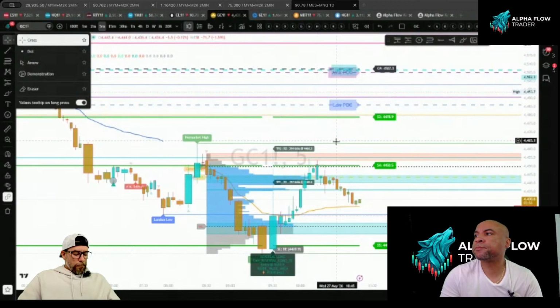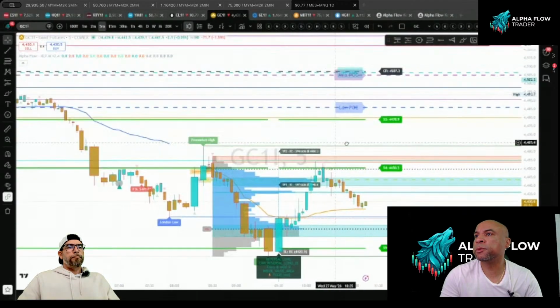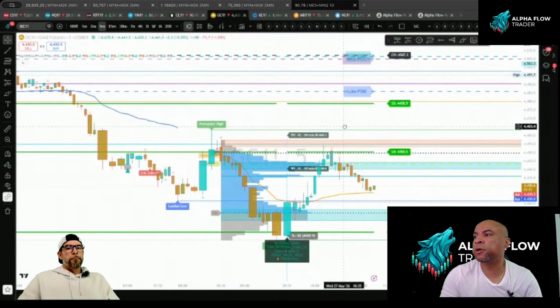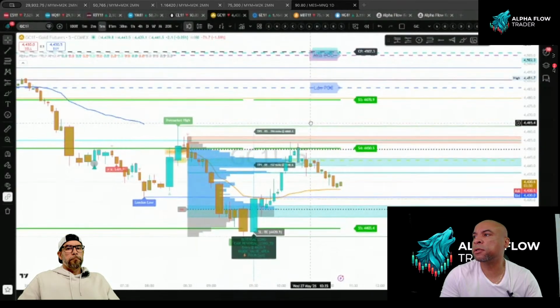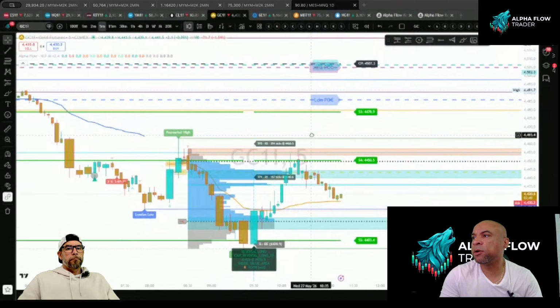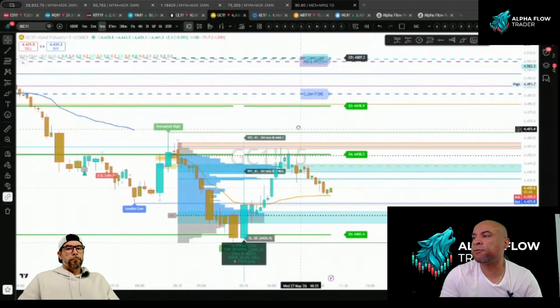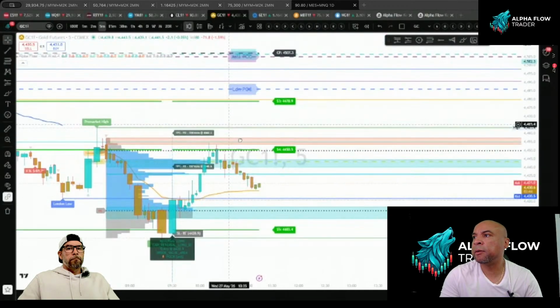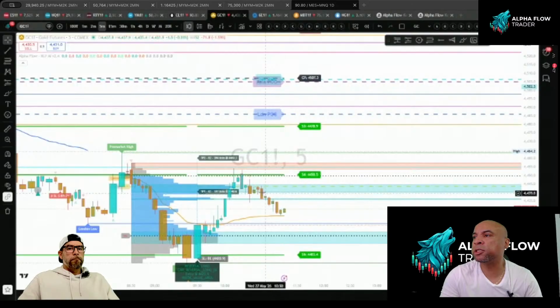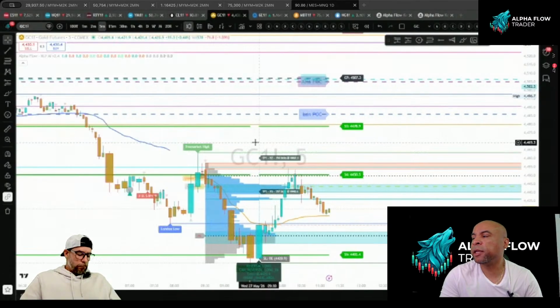Gold, where are we with gold? So gold is looking for a reversal long. I think we already got our setup here on gold. We've got our hit off of S5. The only thing you'd be looking at now is just a continuation upwards. Any continuation long signal on gold.